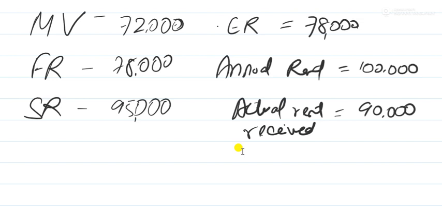Listen to my words very carefully. Rent received. This is the annual rent and this is the rent received. So we always compare expected rent with the rent received and not the annual rent. So in this case, the expected rent is 78,000, the rent received is 90,000. So my gross annual value will be 90,000, whichever is higher, simply.